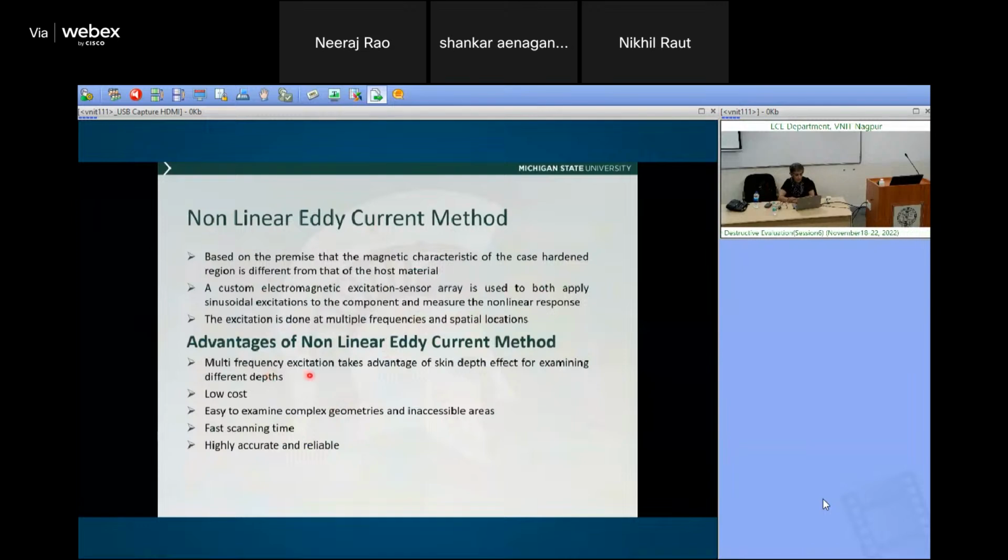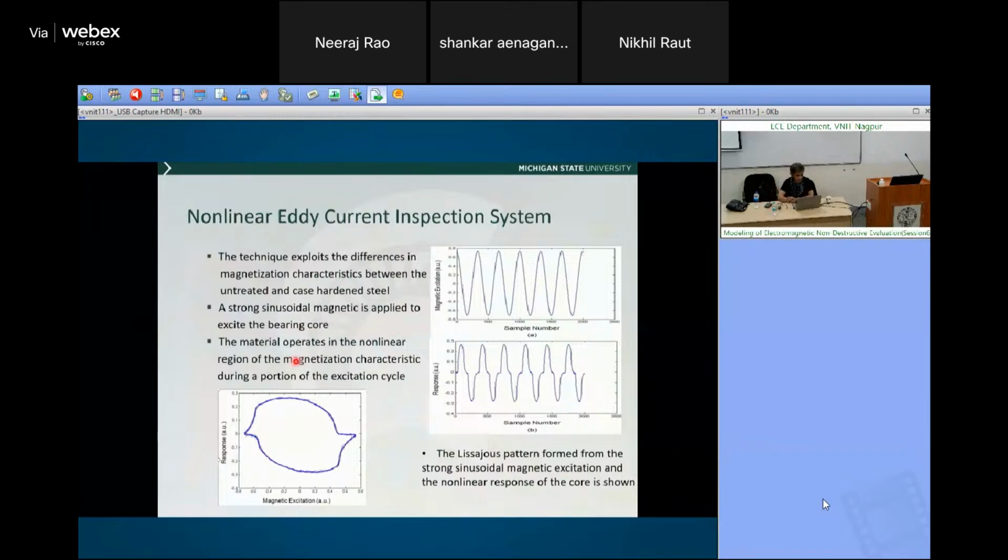So advantages: the excitation can be done at multiple frequencies and spatial locations. We can conduct the same thing at multiple frequencies, so multi-frequency. Okay, so this is basically the method that we used.